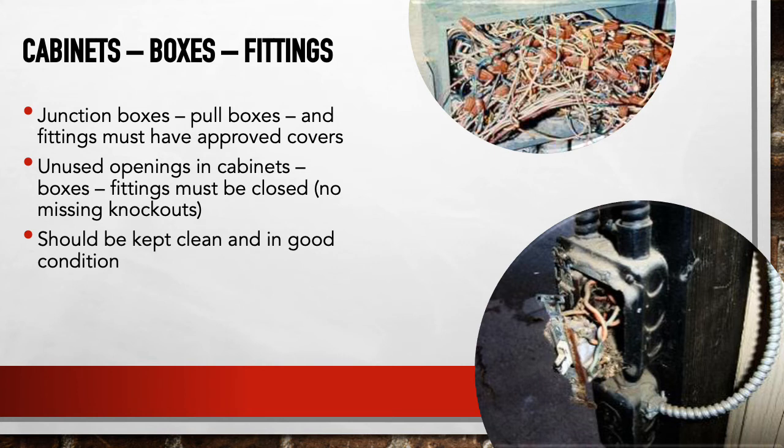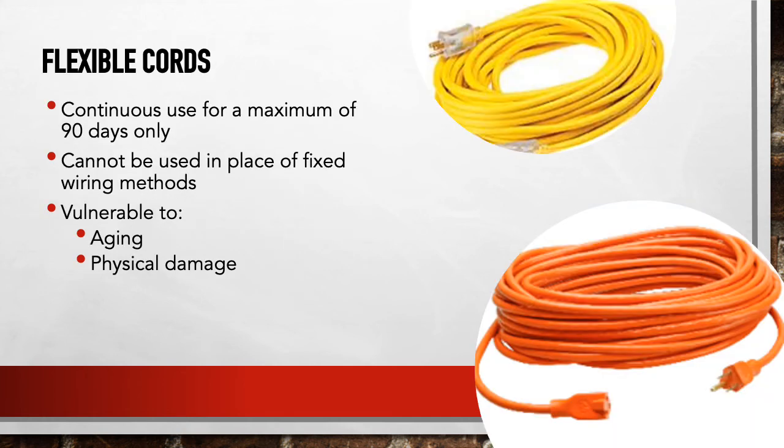All right, so cabinets, boxes, and fittings. So you have junction boxes where multiple electrical wires come together and either are connected or terminated. Unused openings in cabinets need to be covered. They have knockouts in them. Those little quarter-looking things are called knockouts, and they should be kept clean and in good condition. The covers should be in place. Dust shouldn't be able to get in there. Birds, spiders, mice, etc., as I've seen many times, will make their home if there's any way for them to get in there because it's warm and nice and cozy.